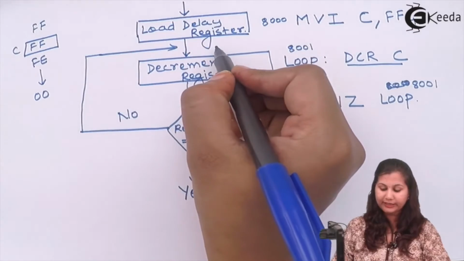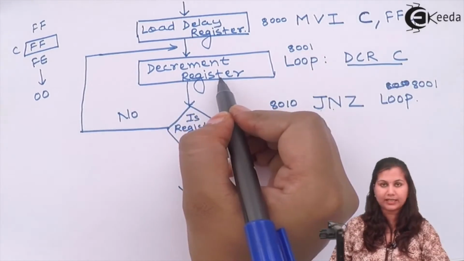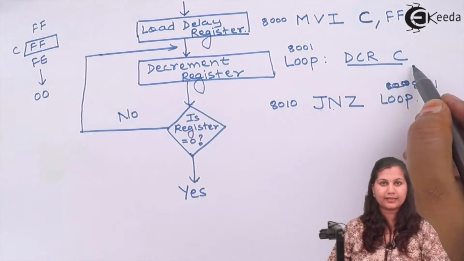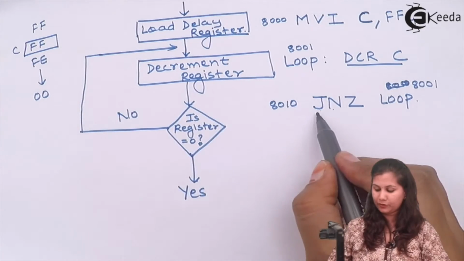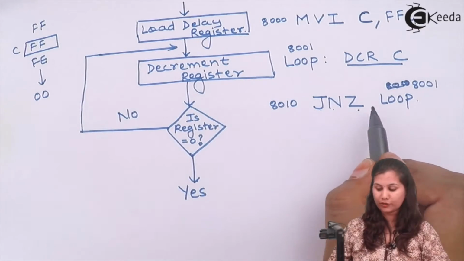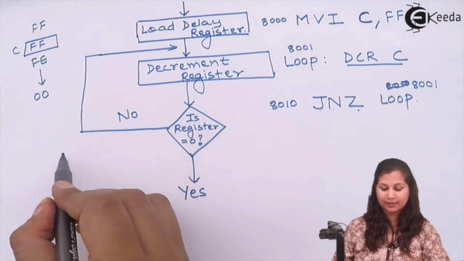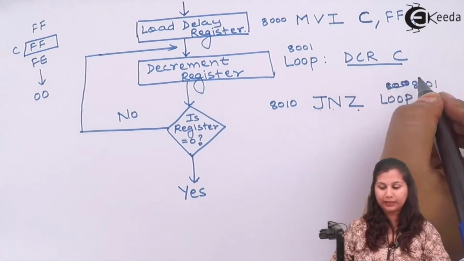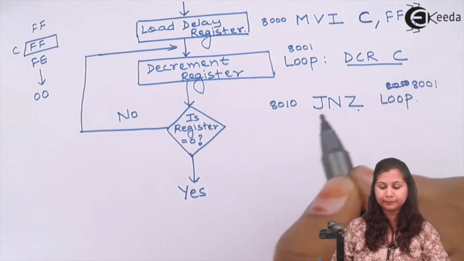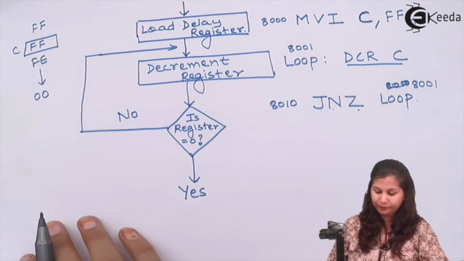We are loading the delay register. Here the delay register is C, and then we are decrementing this register, DCR C. Then we are checking whether this register is 0 by using the conditional jump instruction JNZ. If it is not 0, then again decrement it. We are using the loop here, and if it is 0, then come out of that loop.